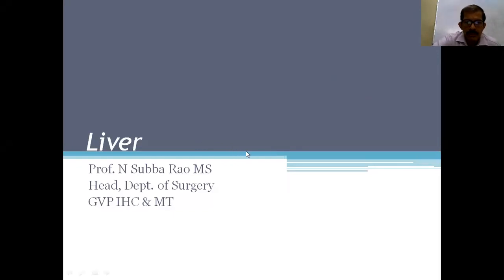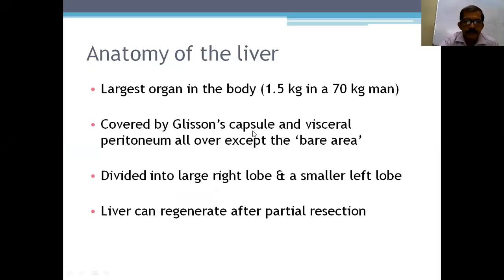discussing the liver. So first of all, the anatomy of the liver. As all of you know, it is the largest organ in the body. In a 70 kg man, it is about 1.5 kgs, whereas if the patient is less in weight, then it will be relatively less.